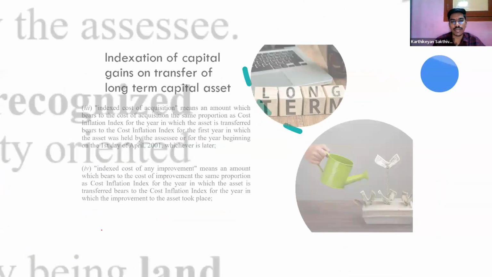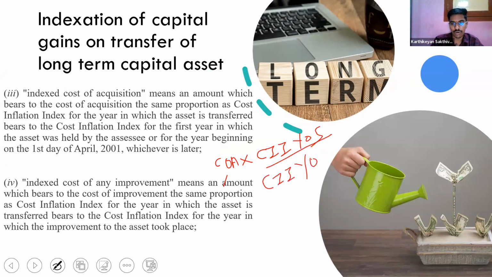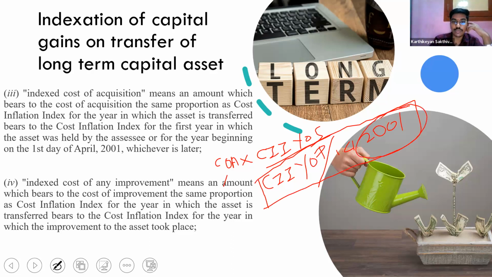Right. Next, what do you mean by indexation? So indexation is very simple. What is your cost of acquisition into cost inflation index of year of sale divided by cost inflation index of year of purchase or 1/4/2001, whichever is earlier. Because now from 2001 the new cost inflation index has been notified, right? So even if it was before 2001, that is to be treated as 2001 only.